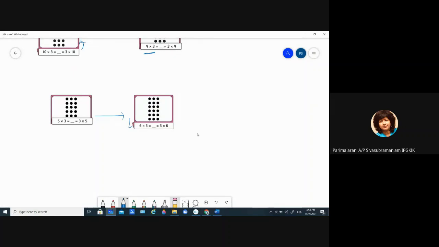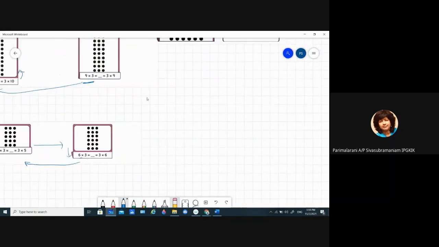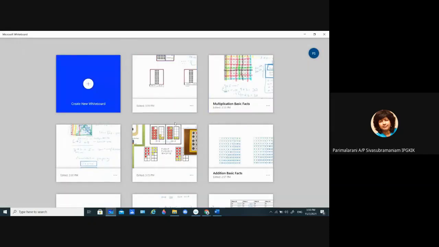So all the 6 facts, we use the 5 facts to teach them. We use this kind of cards, that's why it's called build up. All the 9 facts, we use the tens tables to teach. We build down, okay? So these are the build down strategy. These cards we use for the build down. So that is for multiplication.